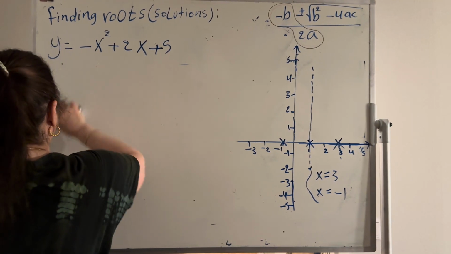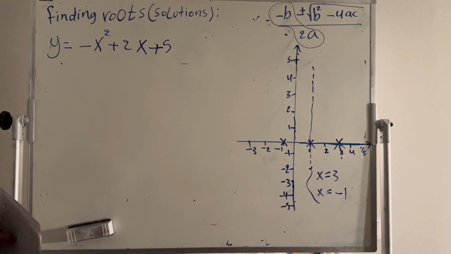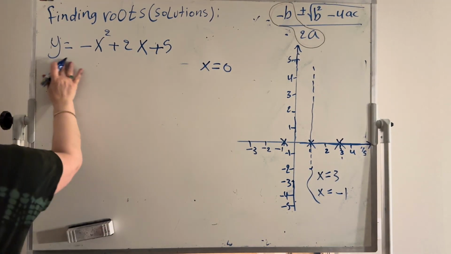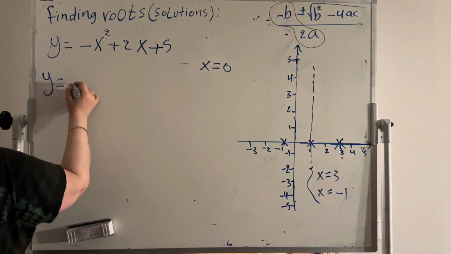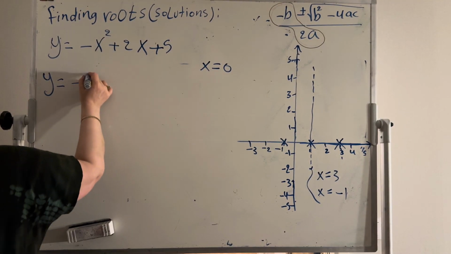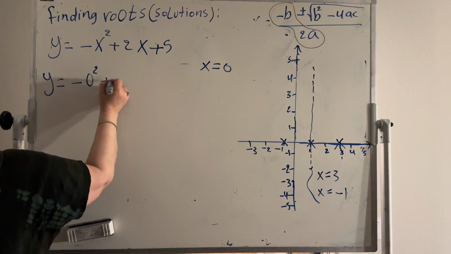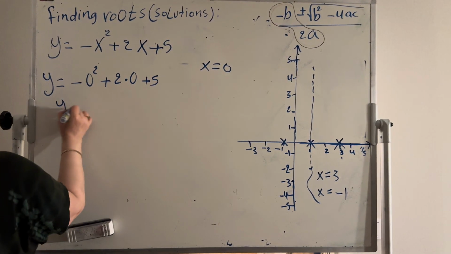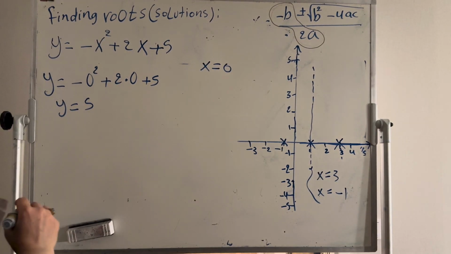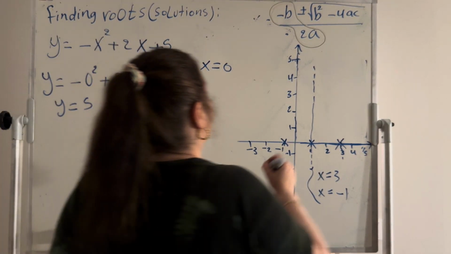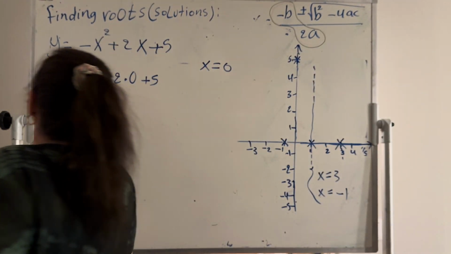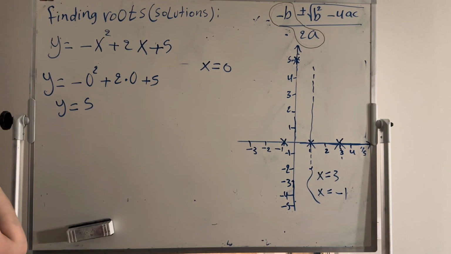Now I will find the intercept of y. When x equals 0, I will find how much y is. 0 squared plus 2 times 0 plus 5, y equals 5. When x equals 0, y equals 5. The intercept of y equals 5.